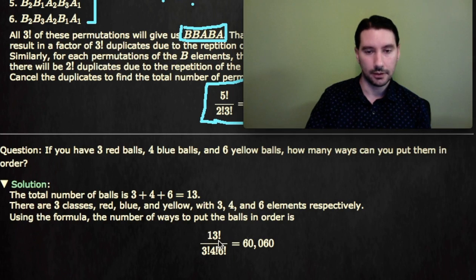So we have 13 factorial ways to order 13 balls, but we have to cancel 3 factorial for the 3 factorial ways we could arrange the 3 red balls, 4 factorial for the 4 factorial ways we could arrange 4 blue balls, and 6 factorial for the 6 factorial ways we can arrange the 6 yellow balls. And this gets us 60,060. So there are 60,060 ways to arrange 3 red balls, 4 blue balls, and 6 yellow balls. Pretty big. It might be bigger than what you expected.